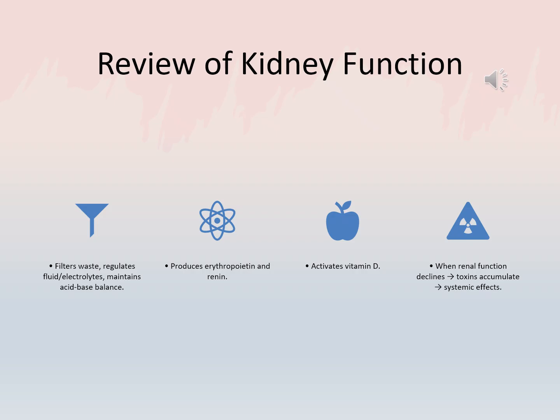Okay, so just a recap for our kidney function. Remember from Chapter 47, we talked about how the kidneys filter waste, help to regulate the fluid and electrolyte balance of the body, and help maintain that acid-base balance as well through retention of fluids, sodium, excretion of potassium, and things like that. They also help to produce erythropoietin, which helps with red blood cell production, and helps produce renin.